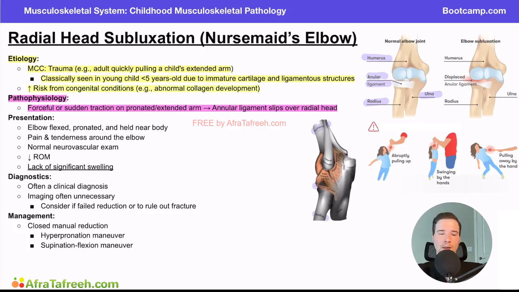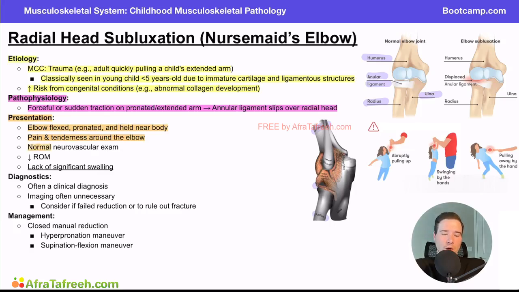to be in. Now, when we think about the presentation here, super classic finding. Patients present to the ED, they're going to have a flexed elbow, a pronated hand, and hold it near their body. Patients will also have pain and tenderness around the elbow. And again, this makes sense. A traumatic injury has occurred. A bone has been pulled, potentially subluxed, and now a ligament is trapped in between two bones.